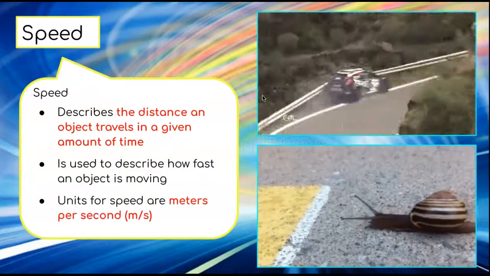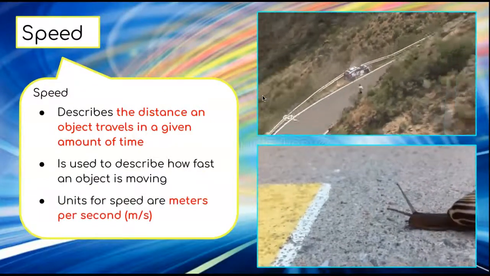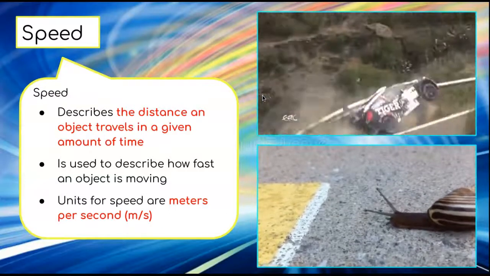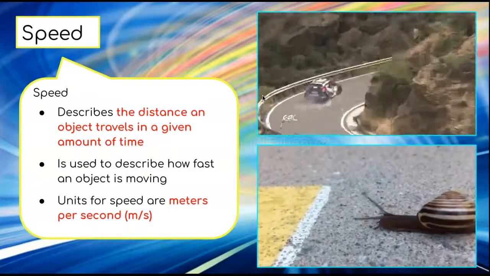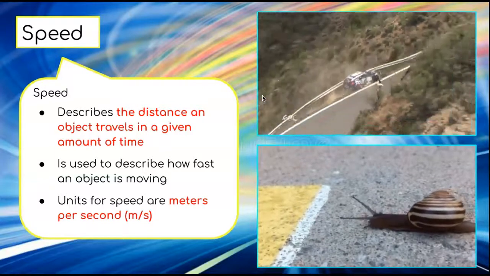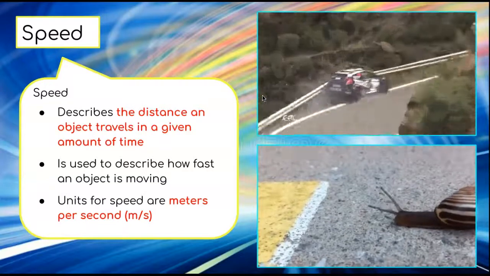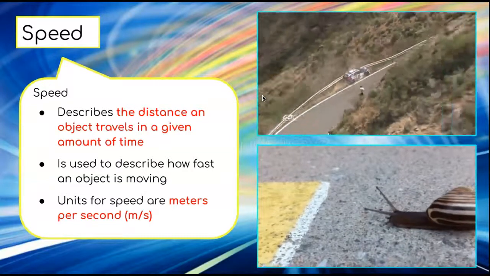The units that we'll be using for speed are meters per second. Meters being a distance unit and seconds being a time unit. Making sense because we know that speed describes distance traveled per unit time.